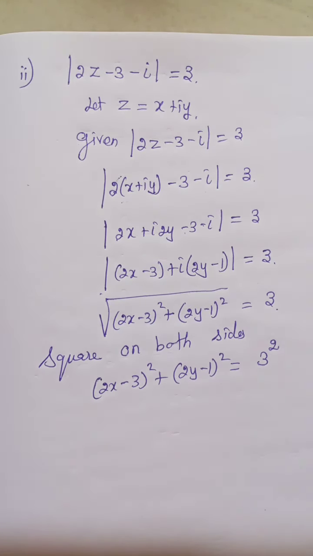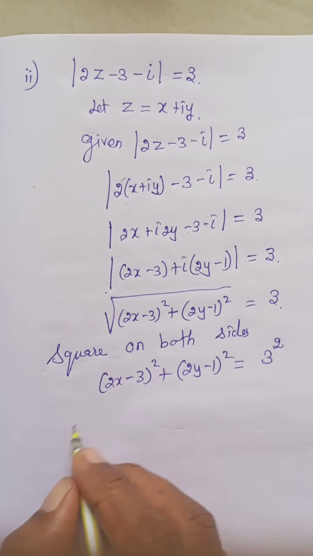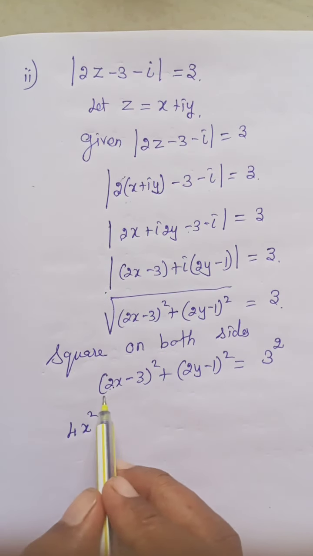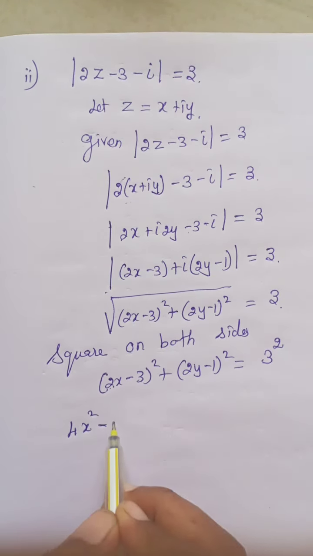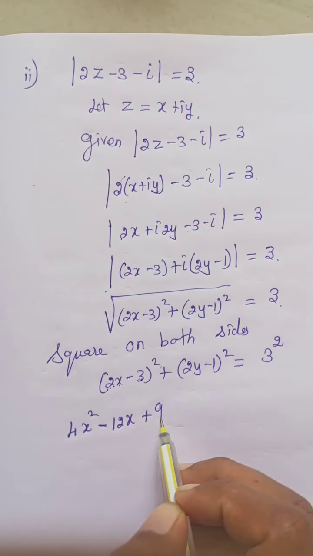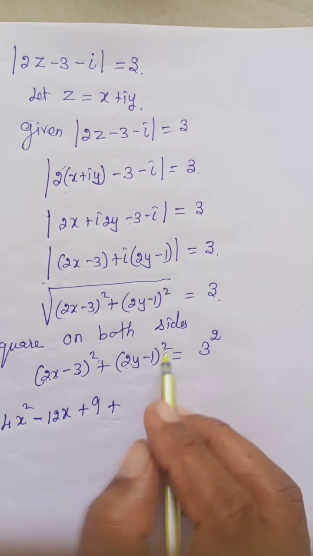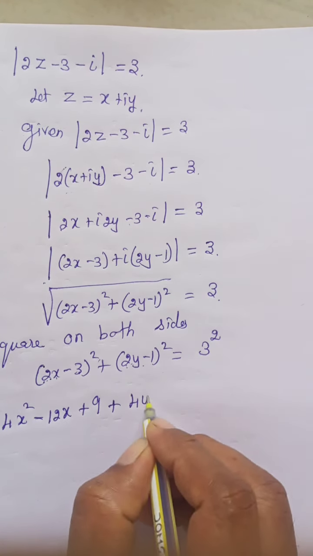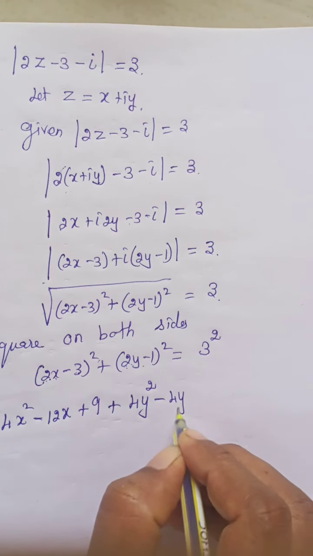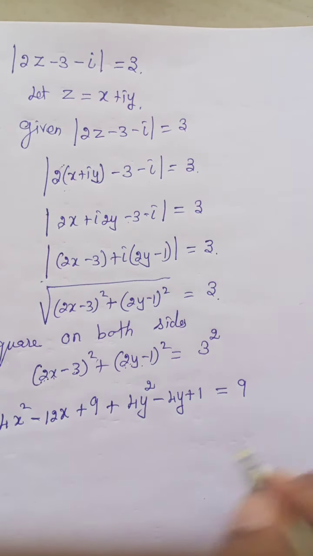Now we have to simplify and write the answer. See, a minus b the whole square: a square, 2x the whole square is 4x square, minus 2ab, 2 into 2, 4, 4 into 3, 12x, plus 3 square, that is 9. Okay, plus, now this one. Here also this is of the form a minus b the whole square: 2y the whole square is 4y square, minus 2ab, 2 into 2y, 4y, plus b square, 1 square is 1, equal to 9.